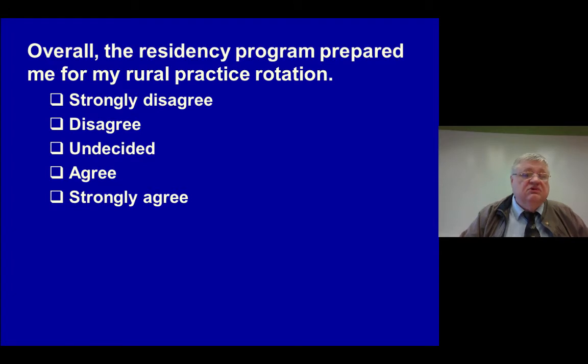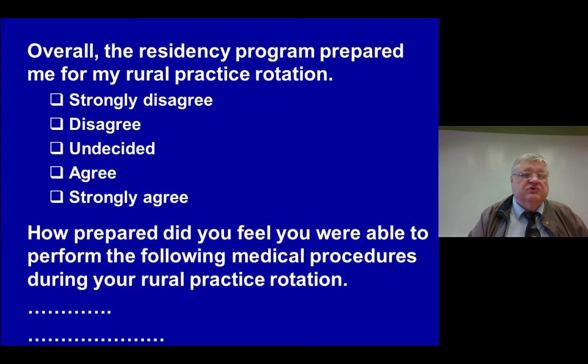Or you can use a different approach. You can actually list the specific types of procedures that people can have difficulty with when they're all by themselves out in a rural setting. And you can list those and then ask your strongly disagree to strongly agree ratings for those specific procedures, if that's what you're interested in.